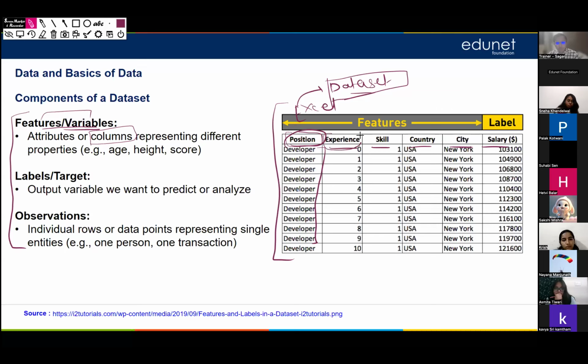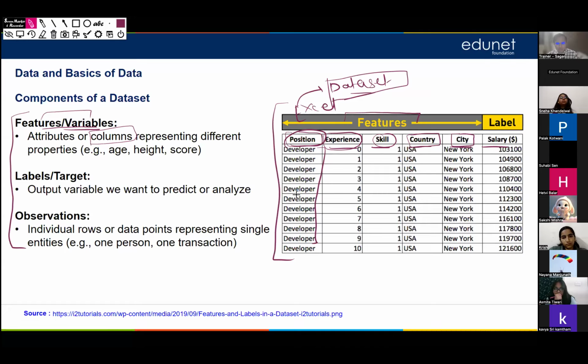Position is, what is the position I have hired a person for? How much experience do they have? So experience is another feature. Skill is another feature. Which country are they going to work in or which country have they come from? Where are they currently working or where is the office located? These things are the features.